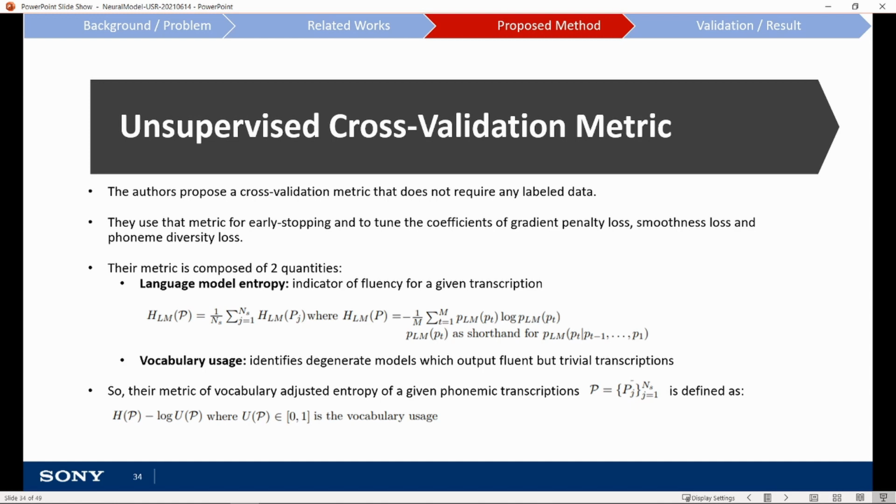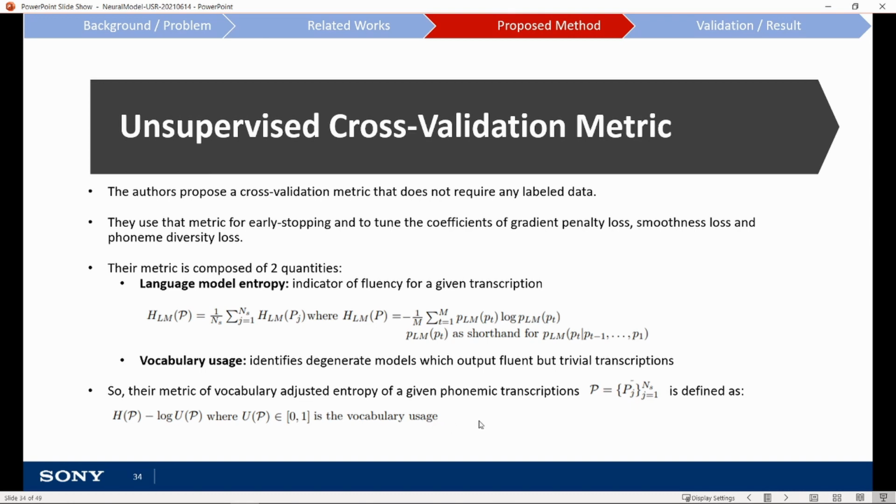First is the language model entropy, which is an indicator of how fluent the transcription is, and the other is the vocabulary usage, which makes sure to eliminate degenerate models which are outputting fluent but trivial transcription. So their overall metric looks as follows: this HP minus log of UP. UP is essentially the fraction of the phonemic vocabulary being used.